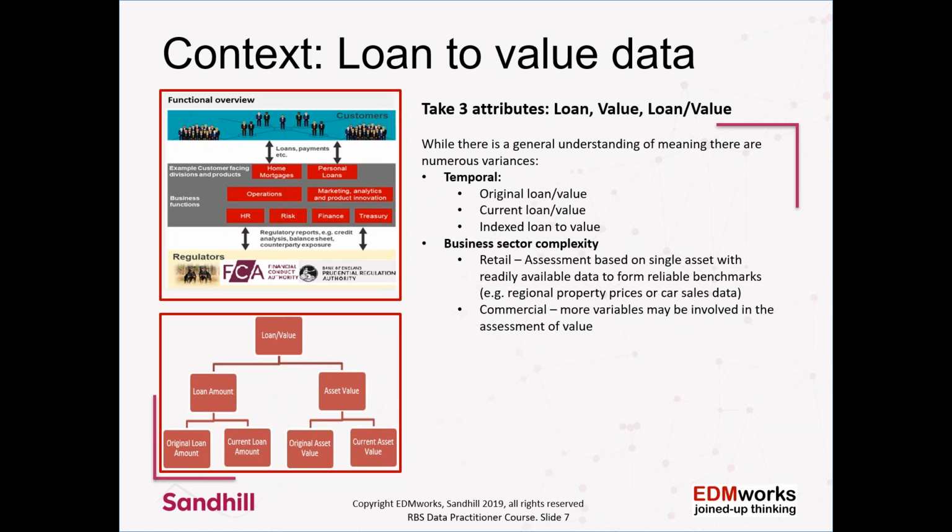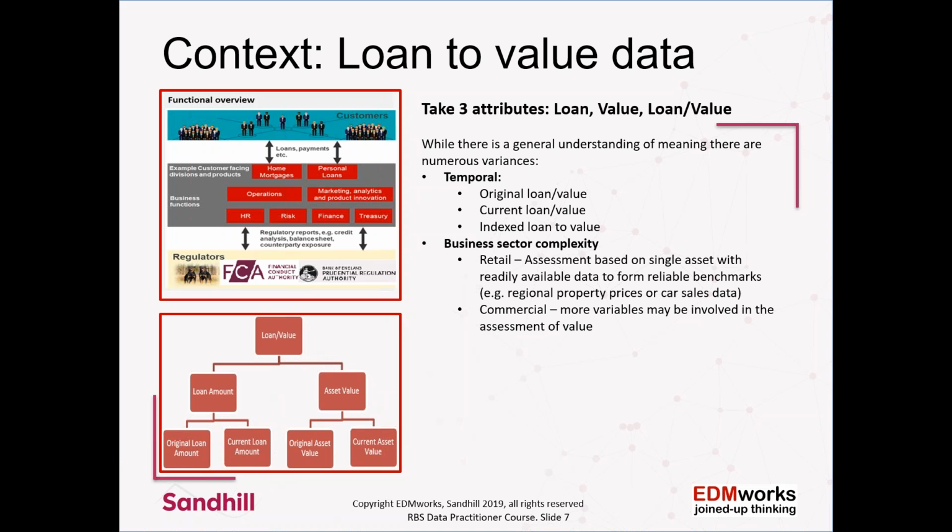We've got the business diagram on the top left. Underneath we've got this hierarchy, which is titled loan to value. And what we're going to do for the rest of this webinar is just talk about what look like three simple attributes, but in fact are anything but simple. So we're going to take loan, we're going to take value, and then the ratio loan to value, the derivation of those two underlying ones. Now, whilst there's a general understanding of loan to value, and anybody who's bought a property or any asset will be familiar with the fact that the bank always wants to know the amount of the loan and the value of the asset, and that gives them the risk measure that they're exposed to. But there are many variances on that.